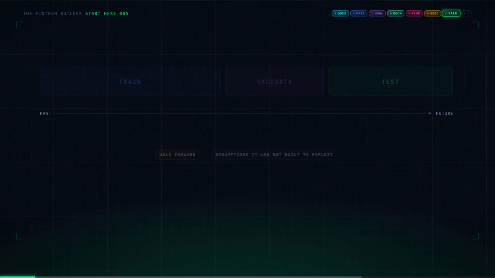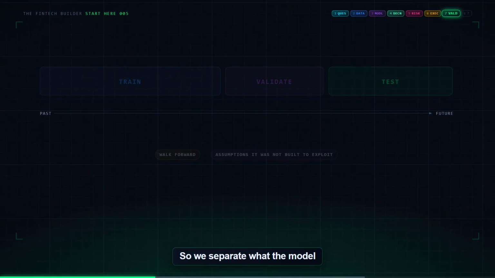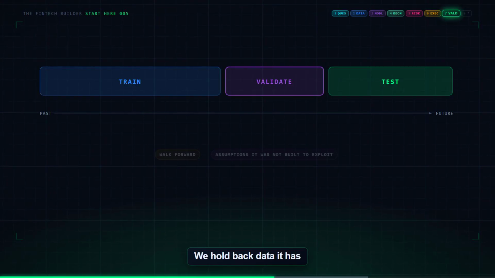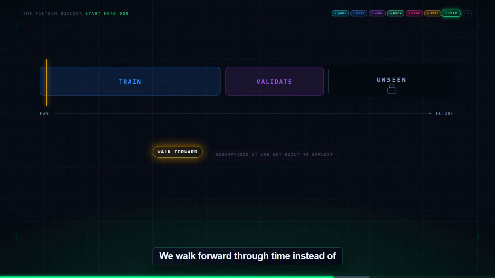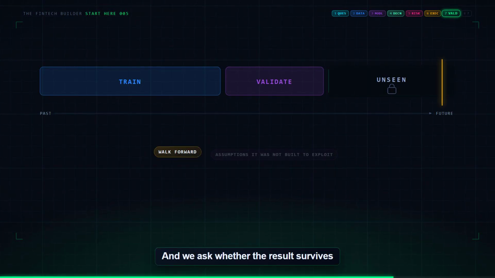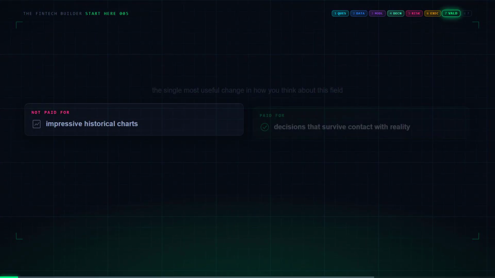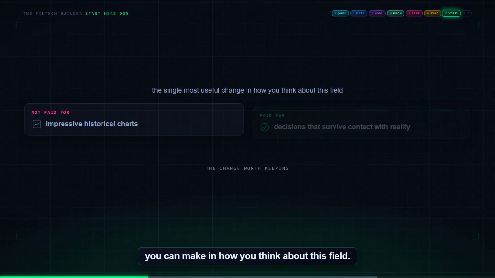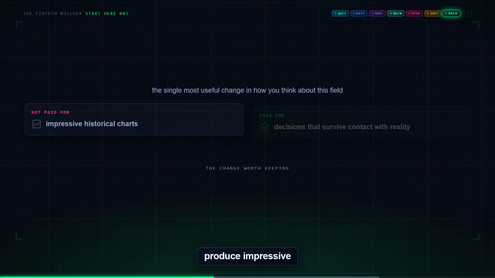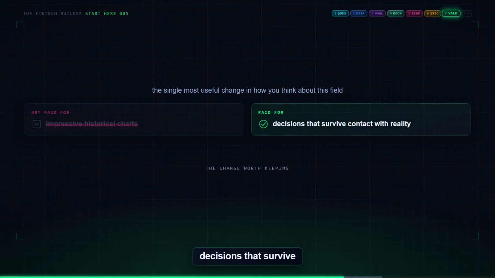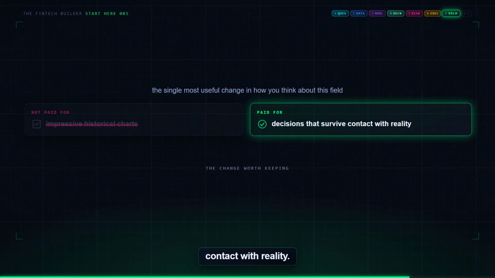So we separate what the model is allowed to learn from what we use to judge it. We hold back data it has never seen. We walk forward through time instead of looking back at all of it. And we ask whether the result survives assumptions it was never built to exploit. The future has to stay hidden. This might be the single most useful change you can make in how you think about this field. A quant is not paid to produce impressive historical charts. They are paid to build decisions that survive contact with reality. A backtest is not reality.